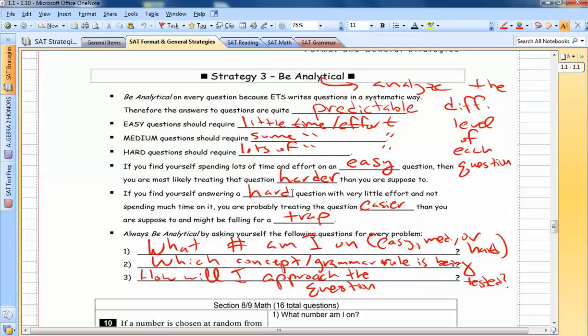Say, for example, you're spending lots of time and effort on an easy question, then you're probably over analyzing it, so you're treating the question harder than you're supposed to. So you might want to skip it and come back to it later. Hopefully when you come back to it, you can view it with a different perspective. On the flip side, let's say you're answering a hard question with very little time and not much effort. Then you might be oversimplifying it or treating it easier than you're supposed to and could be falling for a trap. So when that happens, you want to look at the problem again and realize, okay, what am I doing wrong here? This should be a little bit more challenging. I shouldn't be getting the answer too quickly.